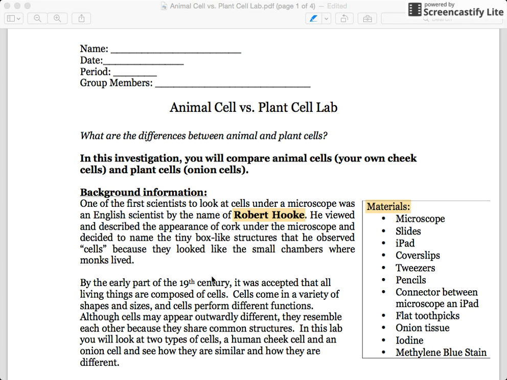to ever look at cells under a microscope, which is what you're going to be doing tomorrow, was an English scientist by the name of Robert Hooke. He viewed and described the appearance of cork under the microscope and decided to name the tiny box-like structures that he observed as cells, because they looked like and reminded him of the small chambers where monks lived.